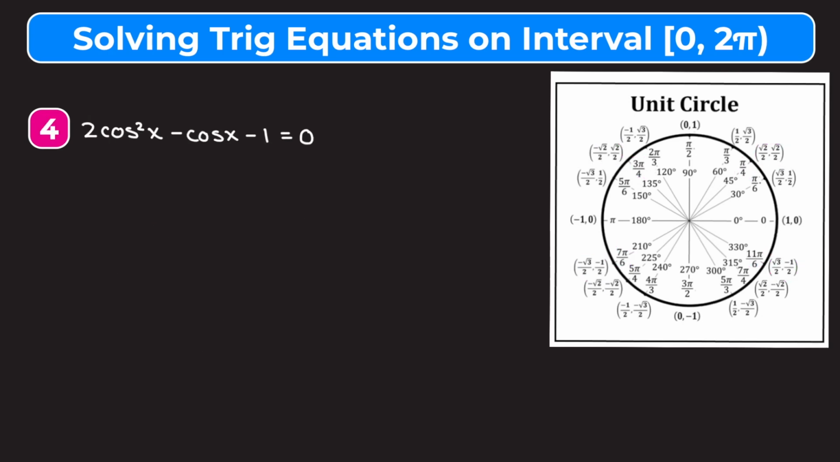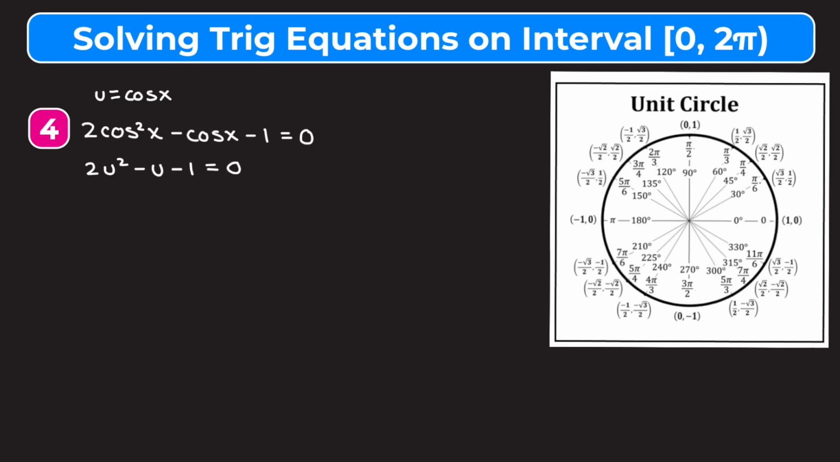So for number 4, we have 2 cosine squared x minus cosine x minus 1 is equal to 0. And for this one, we're going to have to factor. So I'm going to use u substitution. You don't have to. If you can just factor this the way it is, go for it. But some students have a hard time factoring with trig functions, so we're going to use what's called u substitution. So we're going to let u equal the cosine of x. So our equation is going to become 2u squared minus u minus 1 equals 0.